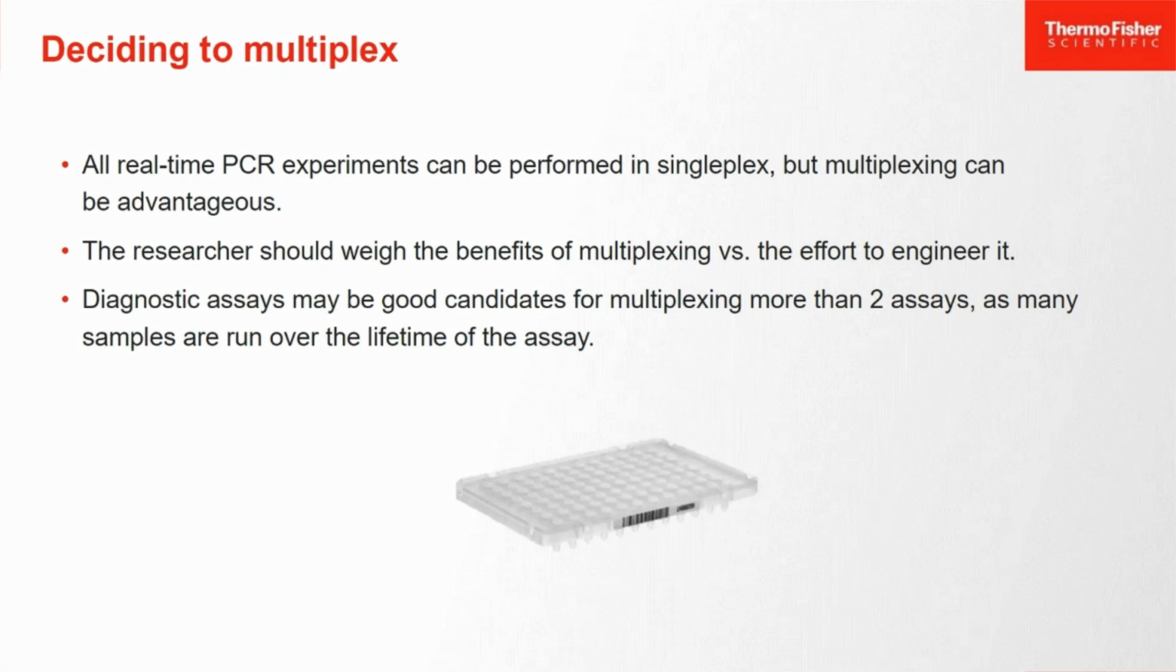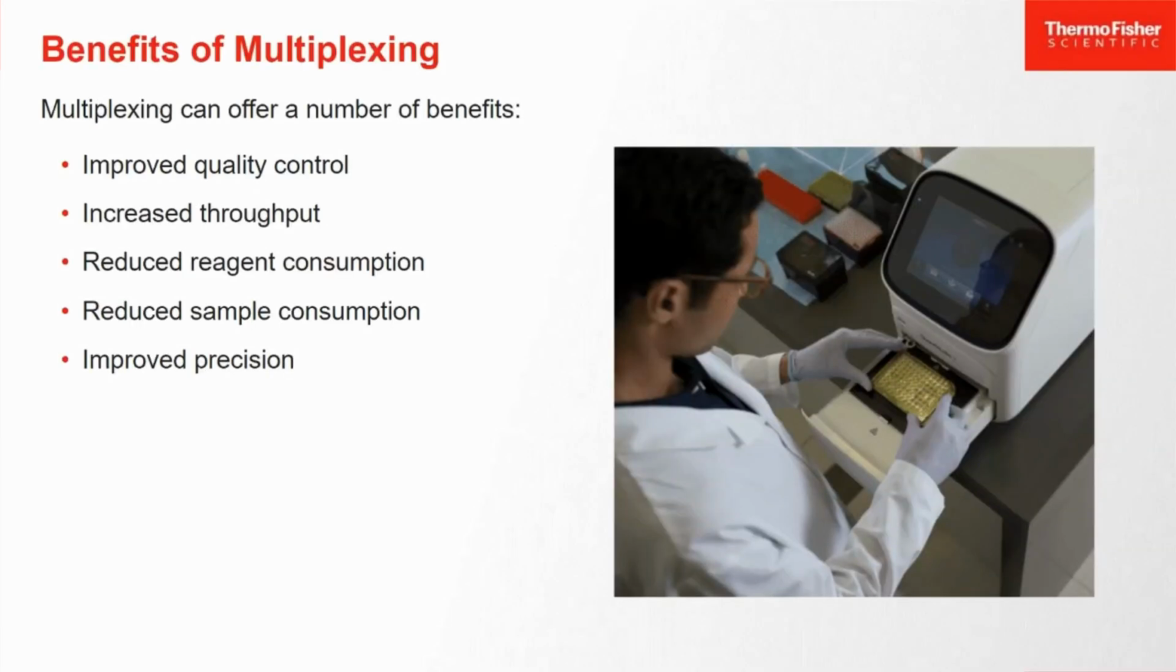So this leads to the question of deciding to multiplex. Now, all real-time PCR experiments can be performed in singleplex, but multiplexing can be advantageous. So the researcher should weigh the benefits of multiplexing versus the effort to engineer it. Diagnostic assays may be good candidates for multiplexing more than two assays, as many samples are expected to run over the lifetime of the assay. So let's talk about some of these benefits. There are many benefits to multiplexing: improved quality control, throughput, reagent consumption, sample consumption, and improved precision. And I'll go through each of these multiplexing benefits.